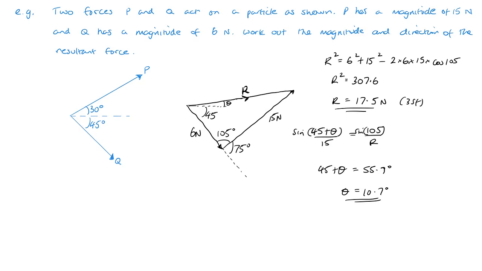Okay, so the resultant of this is 17.5 newtons at 10.7 degrees above the horizontal. So that's resolving these two forces using the triangle law of vector addition. I think you'll agree this is quite straightforward. Now I'll show you how you would do it if you split it up into the components.